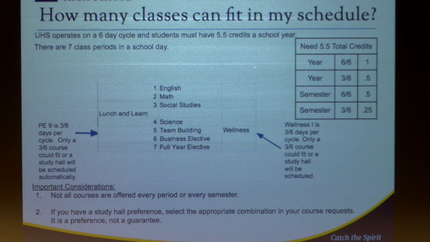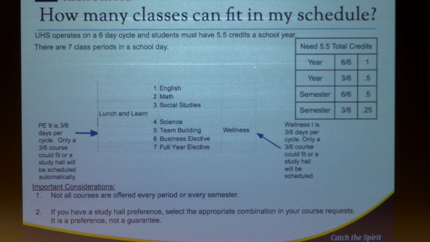So in the course selection guide, when you're opening it, it's available now on the high school website. On the left, every course says 6 out of 6, 3 out of 6, year-long or semester. So that tells you a year-long course with 6 out of 6 is a 1-credit course. A year-long course that meets 3 out of 6 is 0.5. A semester that meets 6 out of 6 is 0.5, and a semester that meets 3 out of 6 is a 0.25.